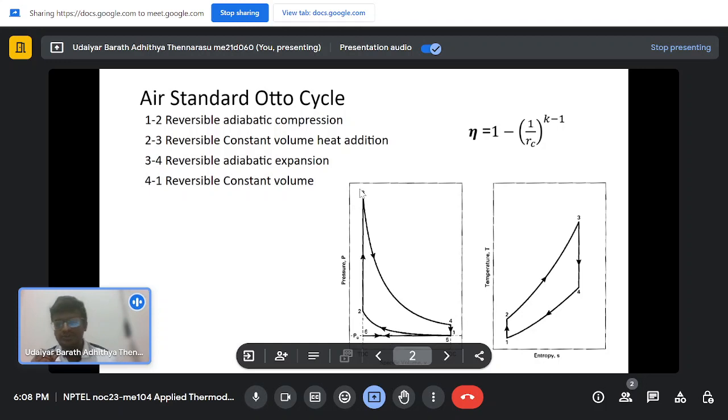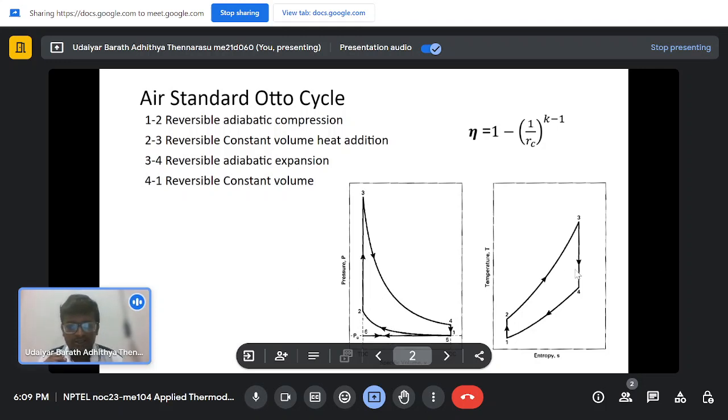So 2 to 3 you are providing heat. As it is at constant volume, its pressure and temperature rise, so it will reach state 3. After state 3, this is your power stroke. The piston expands and reaches state 4, and 4 to 1 is your heat rejection. So 2 to 3 is heat addition, 4 to 1 is heat rejection, and 5 to 6 is the gas going out, or since we are in a closed cycle, we can just assume 1 2 3 4.